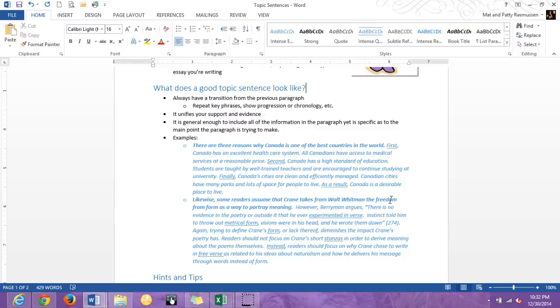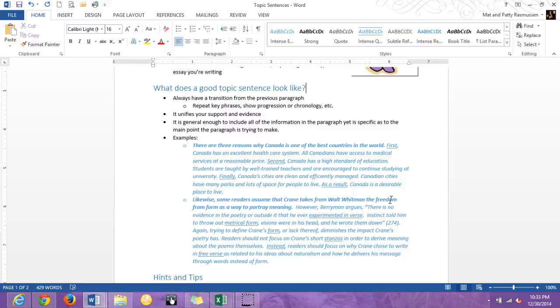You could also show, again, progression such as next or further or in addition. Those are kind of progressive transitions. Or you could show chronology at this point in time, next, something like that. Again, they all show progression, but make sure that every topic sentence has some sort of transition from the previous paragraph within it.